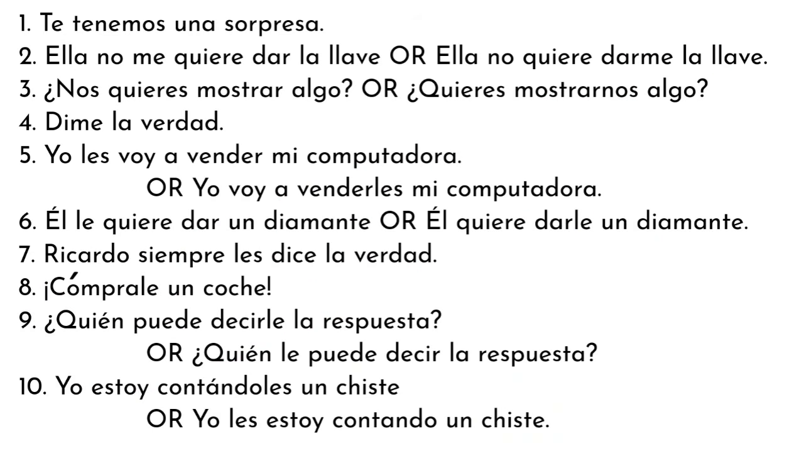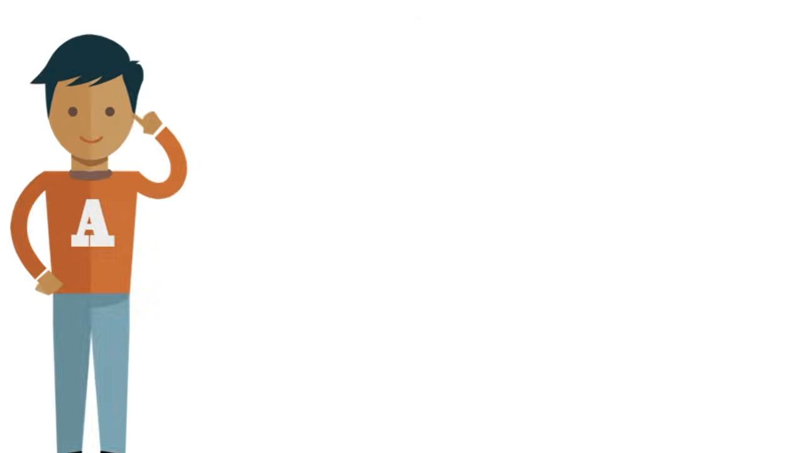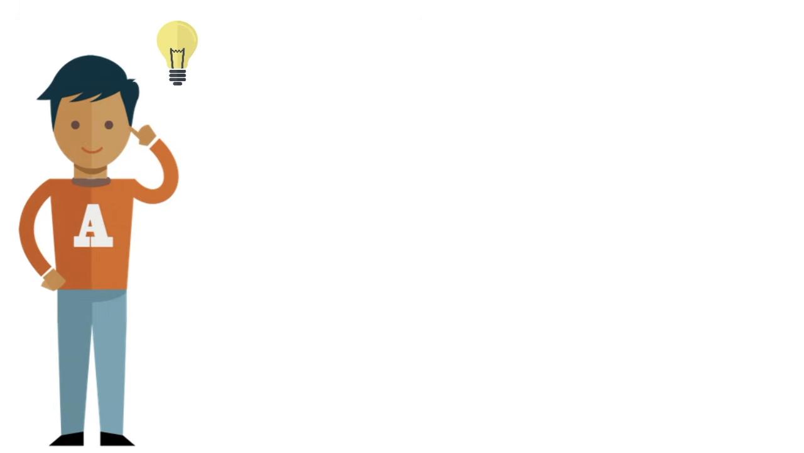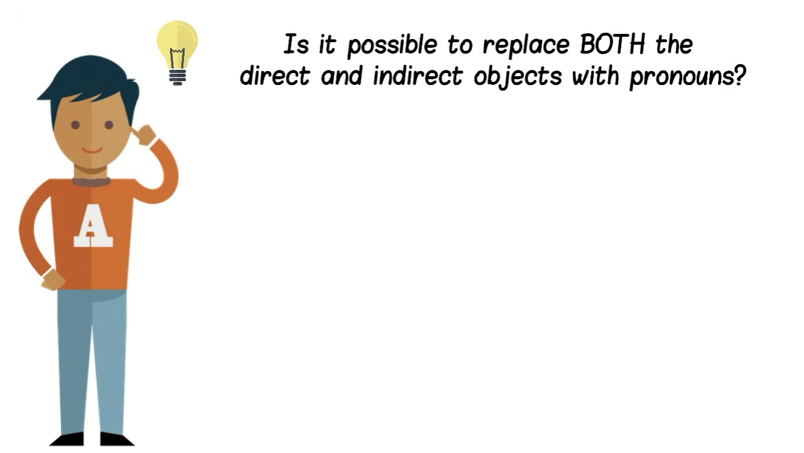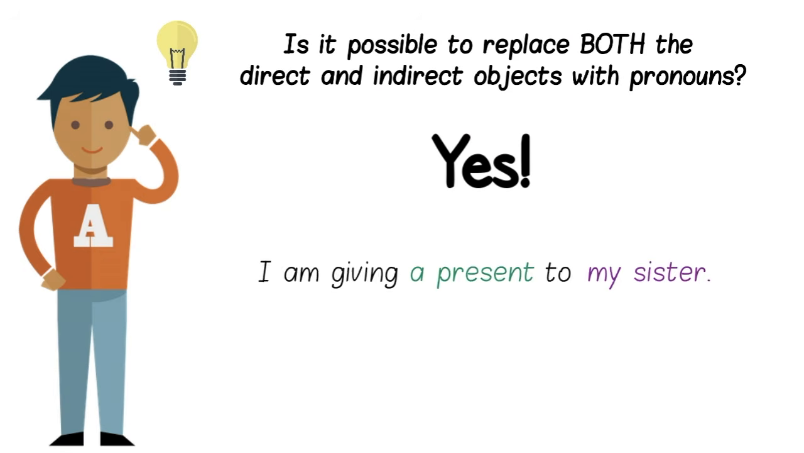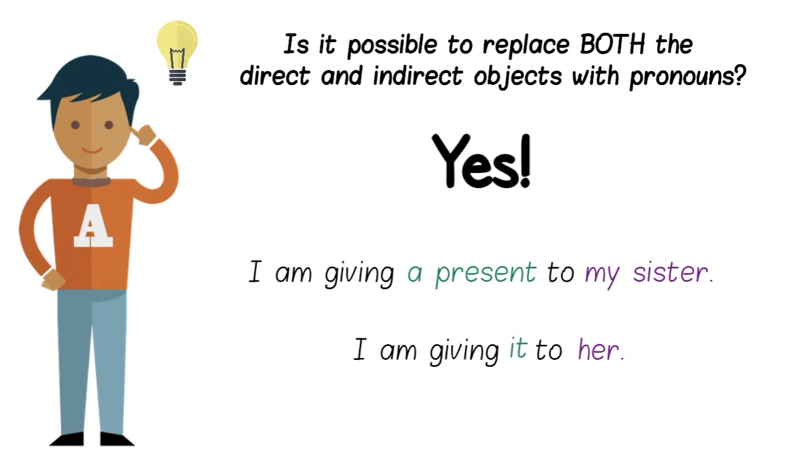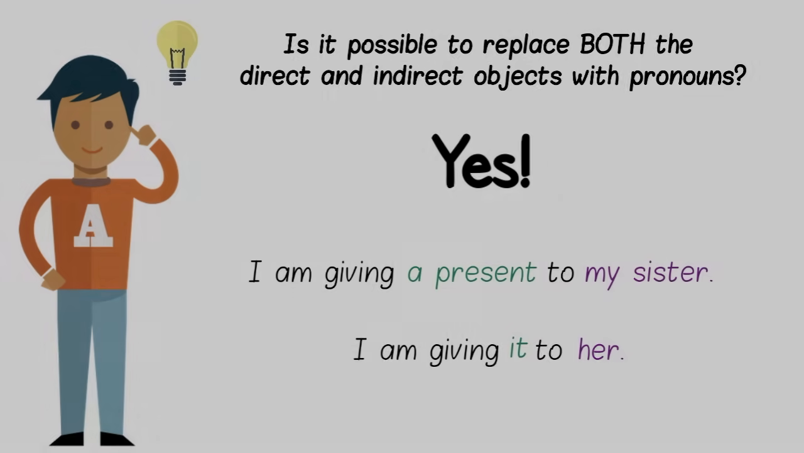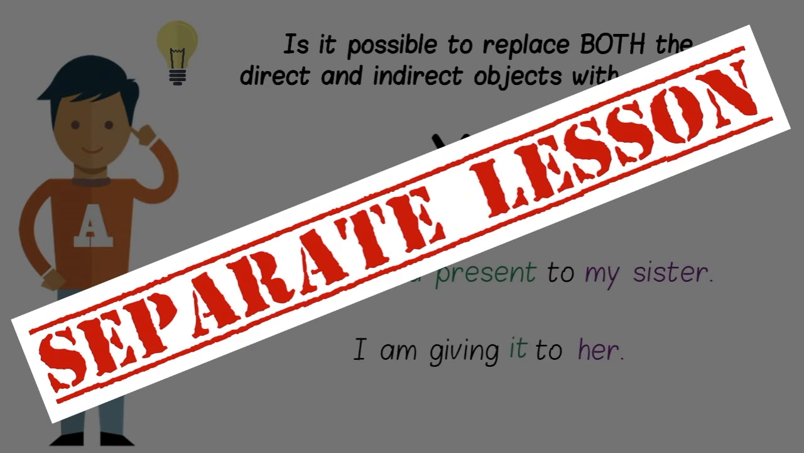Now you might be wondering, is it possible to replace both the direct and indirect objects with pronouns? Absolutely, you do it in English all the time. I am giving a present to my sister becomes I am giving it to her. But to do it in Spanish, it actually becomes much more complicated, so we'll need a separate lesson for that.